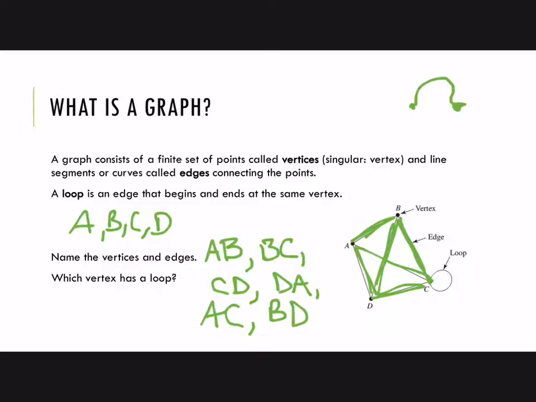And then what do we do about the loop? Well, your textbook doesn't really discuss this, so for our purposes, let's call this either loop C, or if you wanted to just say CC, then that would convey the same idea as well, that you're starting at C and ending at C. So which vertex has a loop? I think we've answered this question as well. Vertex C has a loop.